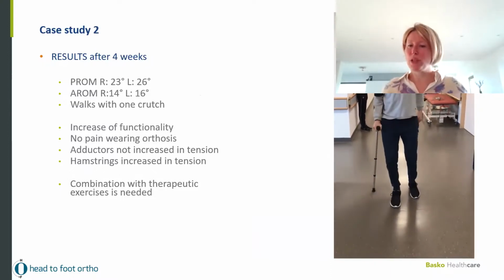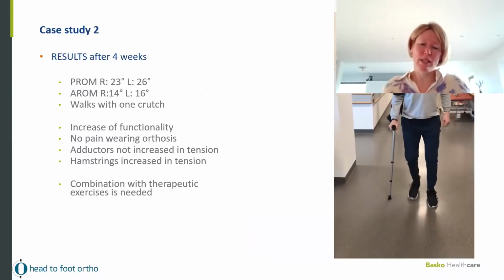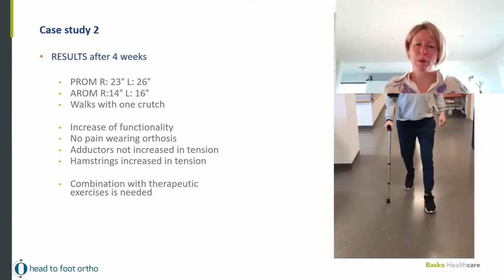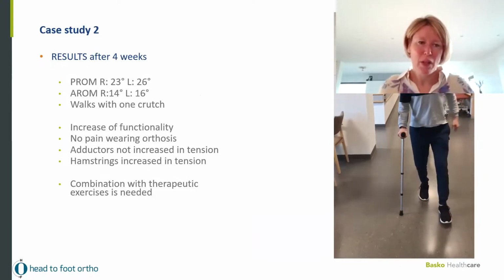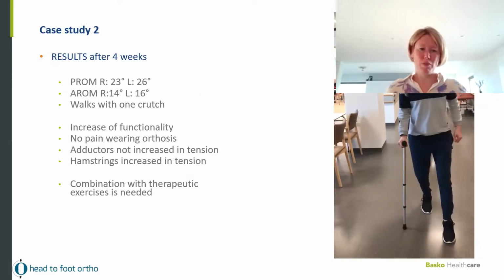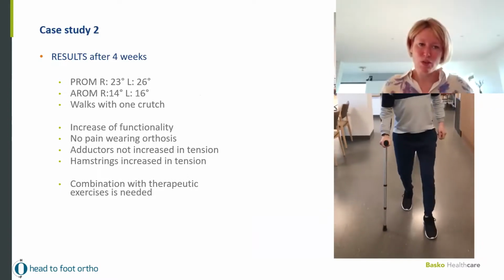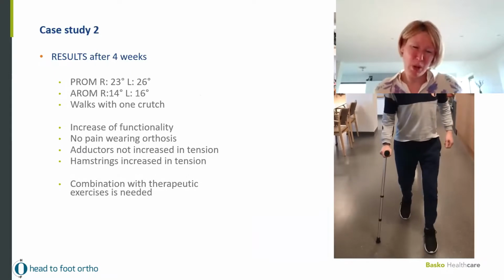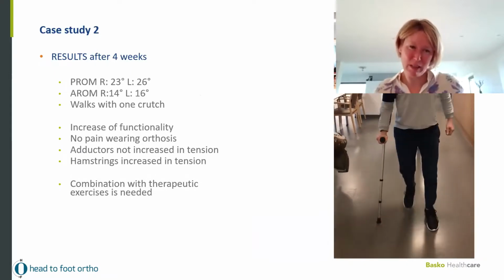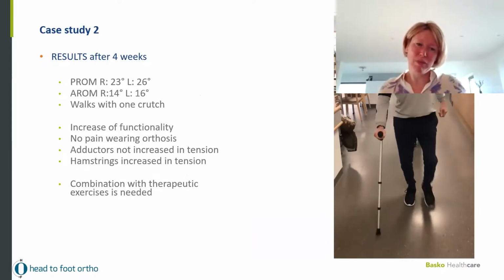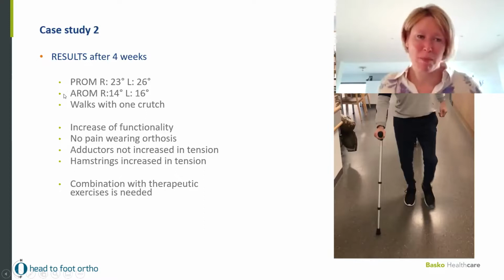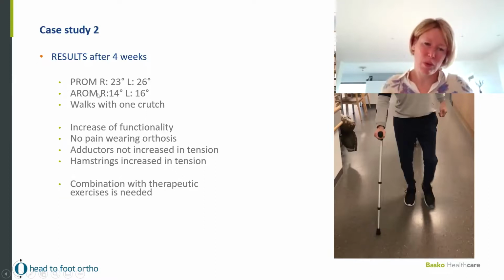And you can see he's searching for his stability, but this is learning, this is rehab. And so you can see an opening of the feet very well. So we do have a passive range of motion at the right side of 23 degrees. We only had 9 degrees passively. And at the left side, we had 11 degrees, and now we have 26 degrees. And you can see here the active range of motion, which was none before the treatment, is now 14 degrees and 16 degrees. So we do have a big improvement.